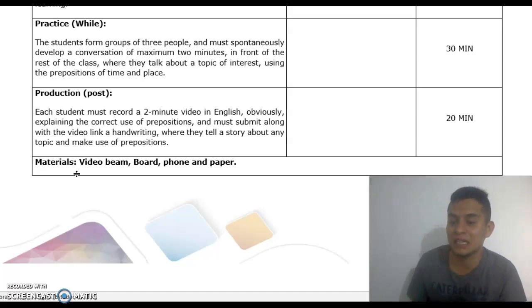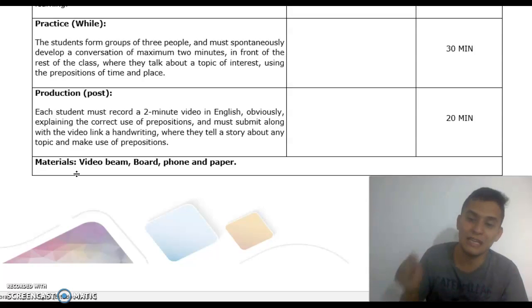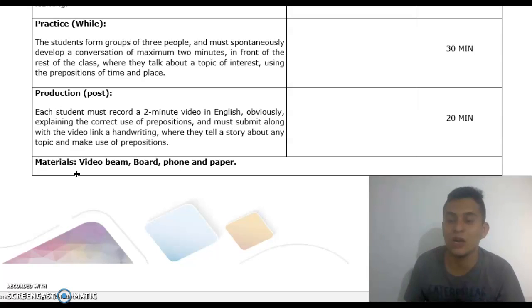The materials that we are going to use are a video beam, board, the phone so the students can record their audios, and the paper that we are going to write on. All this will be developed in class. For this we are going to take 20 minutes.